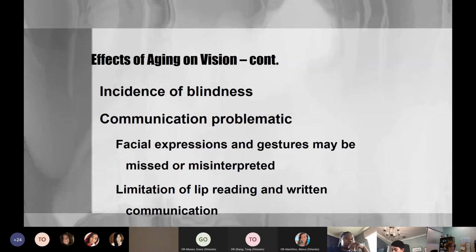Sometimes, because they cannot see very well, or their perception of what they're looking at, facial expressions and gestures might be missed or misinterpreted. So we have to be careful with the use of our body language with our patients who are older, because they could actually mistake you for making some other kind of gesture. Who knows? Okay, their lip reading ability. A lot of patients who cannot hear tend to use lip reading, but even with the older population, that ability to lip read is reduced because of the age changes in their eyes.